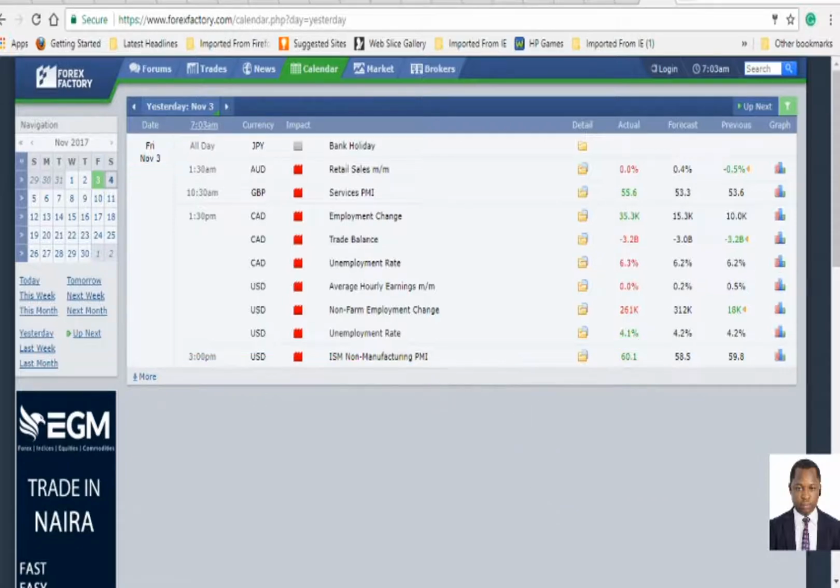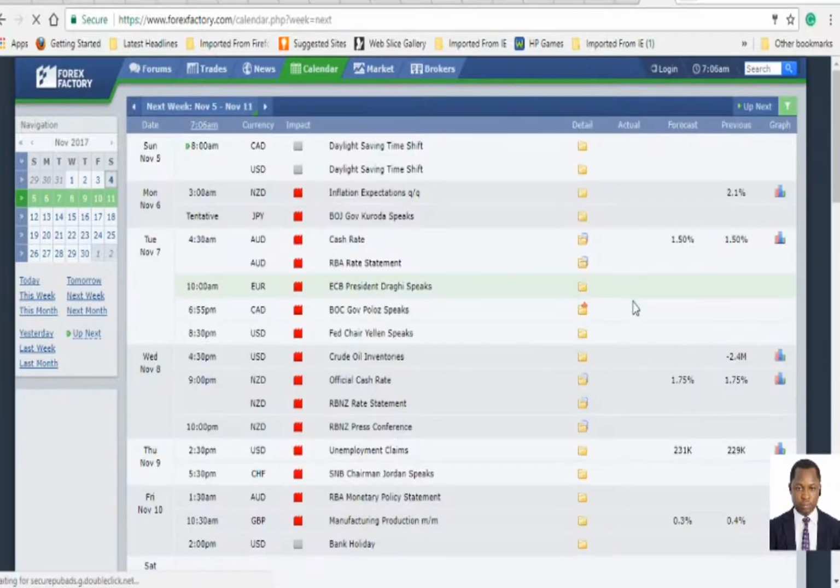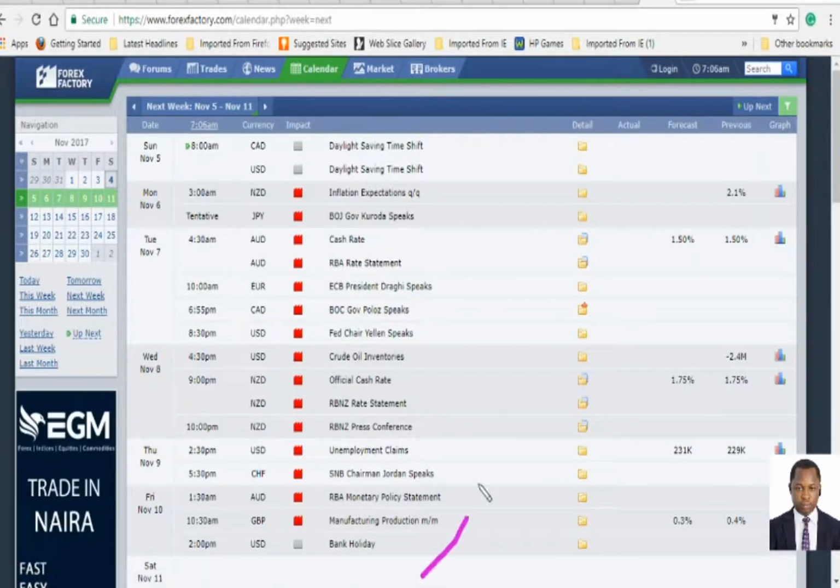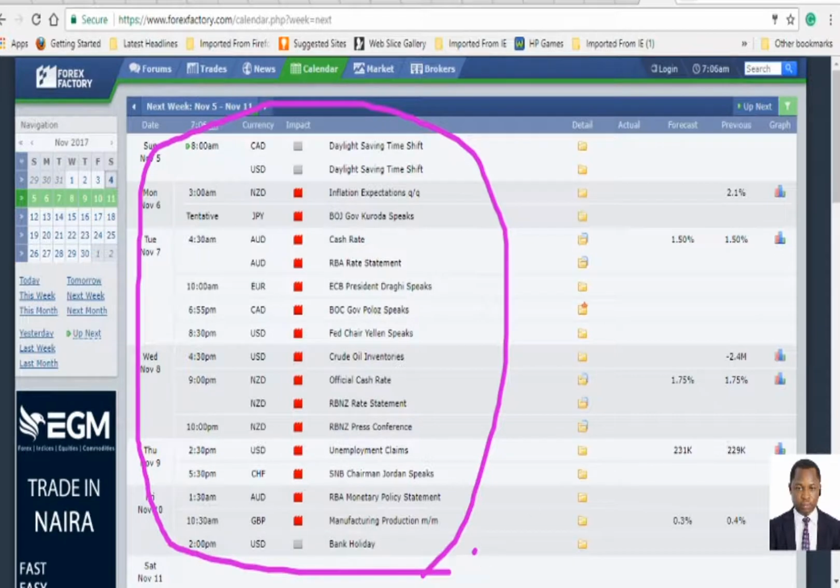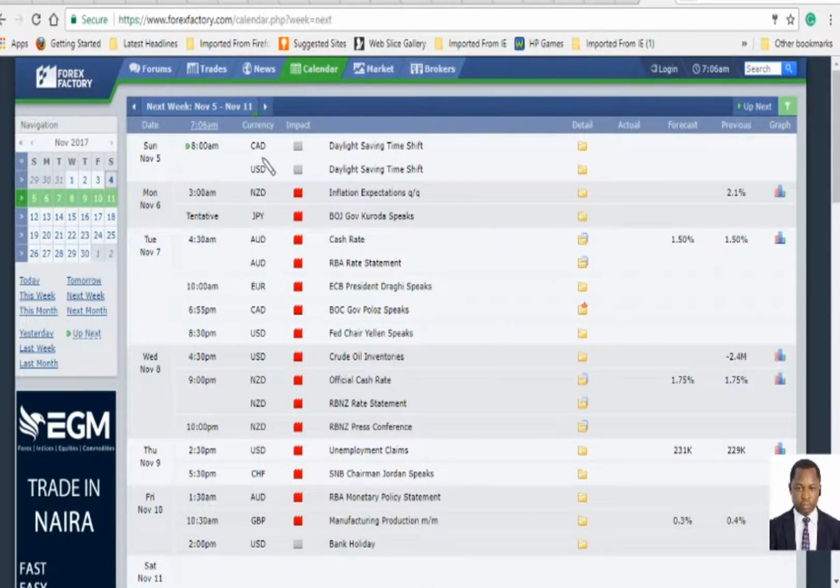Anyway, let's look into the news announcements for this upcoming trading week. Next week, let's see what we have. All right, this is the entire news arrangement for next week. We are also seeing that Canada and the USA will be joining in the daylight saving time shift. So there will be a time shift for those two, Canada and the USA. There will be a time shift on a Sunday.